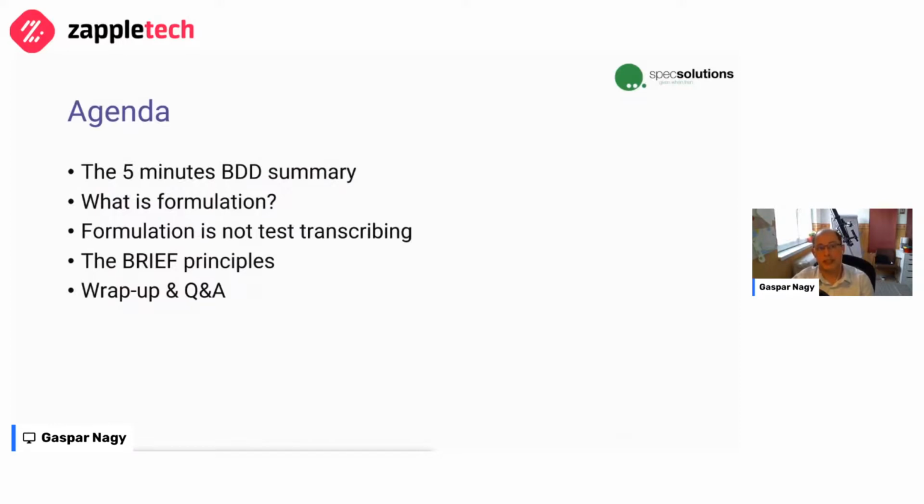And then I would like to talk about this term formulation, which is about writing BDD scenarios. What are BDD scenarios? What does that really mean, and how should we imagine that? And then we will talk about some practical details of how good BDD scenarios might look like, and there we will see the so-called brief principles. You will see by the end of the talk what this keyword means in this particular context. And after the wrap up, I hope that I will have some time also for Q&A.